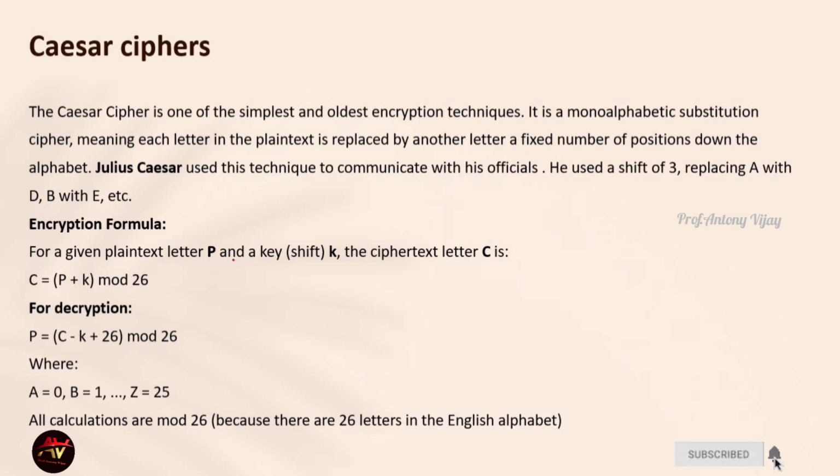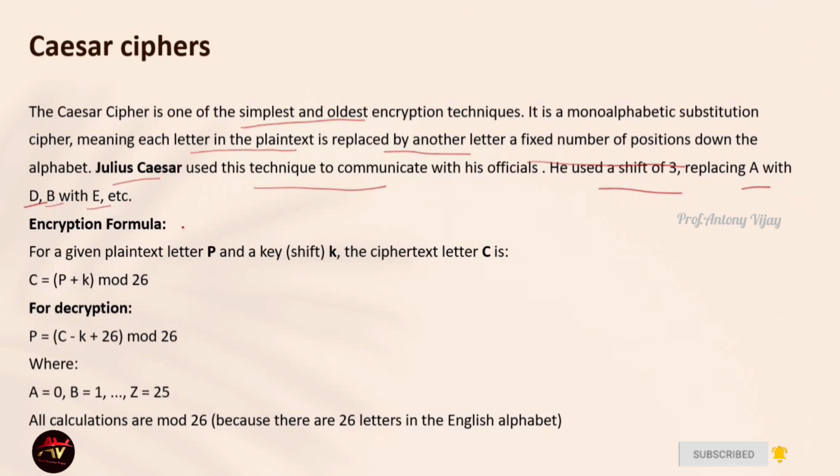Now we will be discussing about Caesar Cipher. Caesar Cipher is one of the simplest and oldest encryption techniques. It is a monoalphabetic substitution cipher. It means each letter in the plain text is replaced by another letter a fixed number of positions down the alphabet. Julius Caesar used this technique to communicate with his higher officials. He used a shift of 3 letters. It means the letter A is replaced with D, and B is replaced with E, and so on.